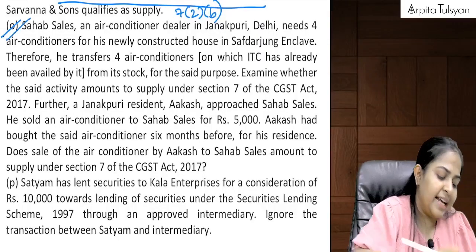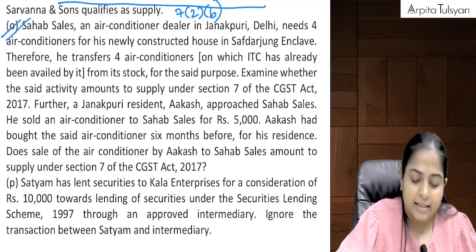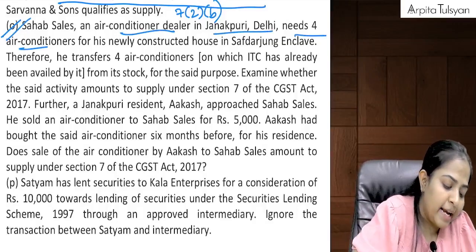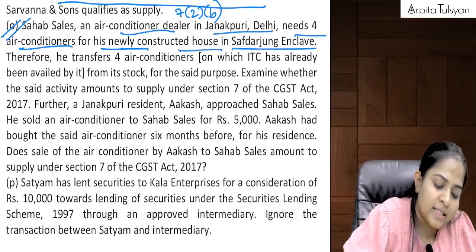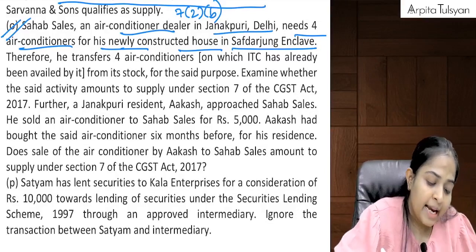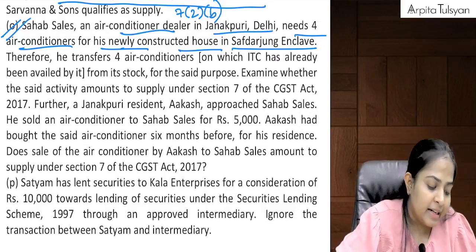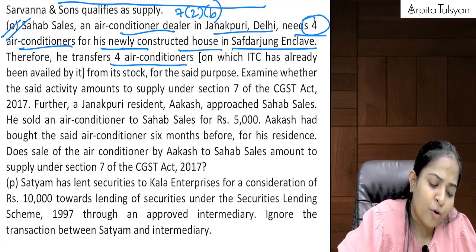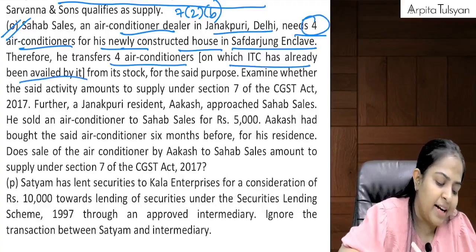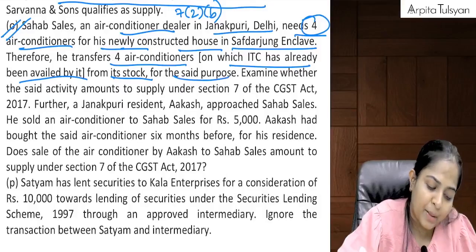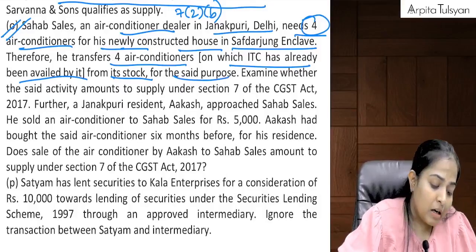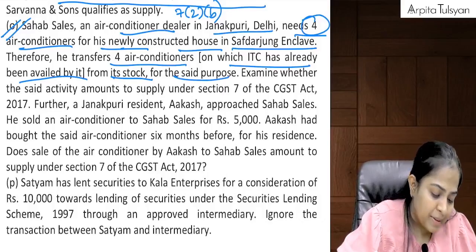Then after that, the next one. Sahab Sales, an AC dealer in Janakpuri, Delhi, needs 4 AC for his newly constructed house in Safdarganj enclave. AC dealer needs 4 AC for his house. Okay, therefore he transfers 4 AC on which ITC has been availed by it from its stock for the said purpose. Examine whether the said activity amounts to supply under section number 7.